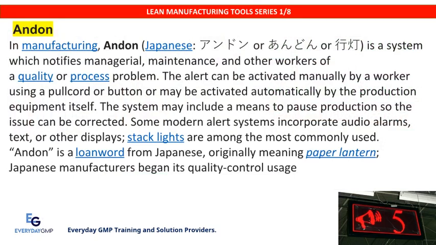The alert can be activated manually by a worker using a pull cord or button or may be activated automatically by the production equipment itself. The system may include a means to pause production so the issue can be corrected. Some modern alert systems incorporate audio alarms, text, or other displays. Stack lights are among the most commonly used. Andon is a loanword from Japanese, originally meaning paper lantern. Japanese manufacturers began its quality control usage.